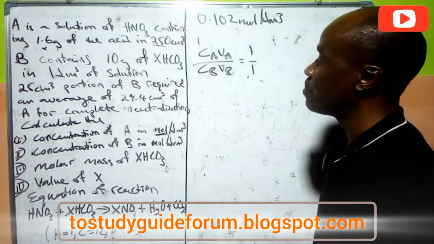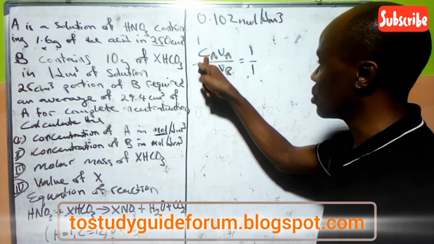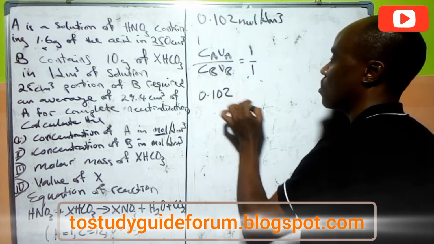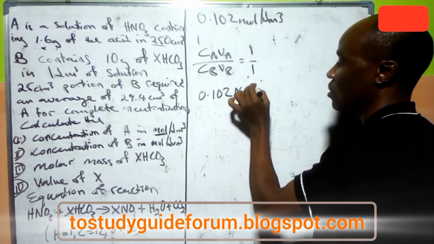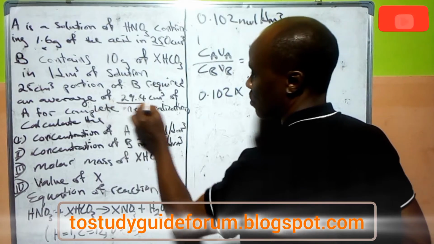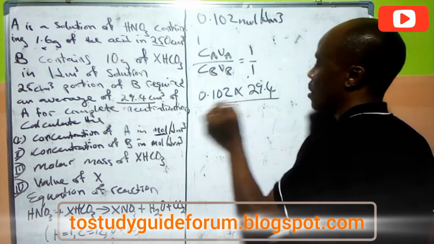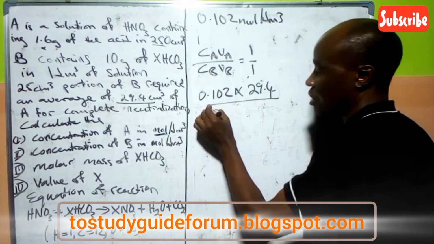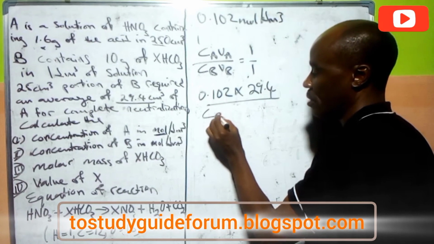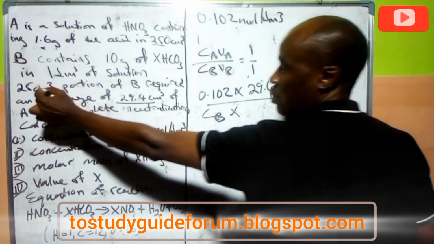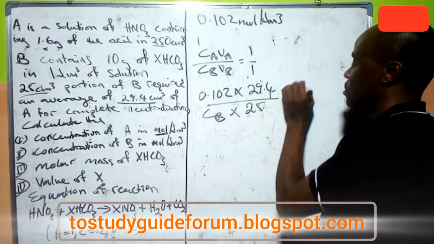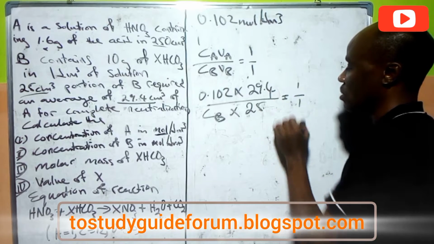So the concentration of A is now 0.10. The volume of A is also 29.4 cm cube, as given. Then we multiply the concentration, which is in mole per dm cube. Of B, we don't know the concentration, but we know the volume, which is 25. Their mole ratio is 1:1.